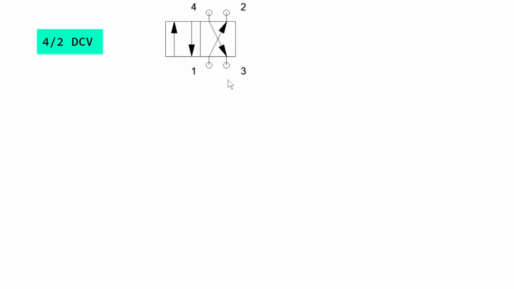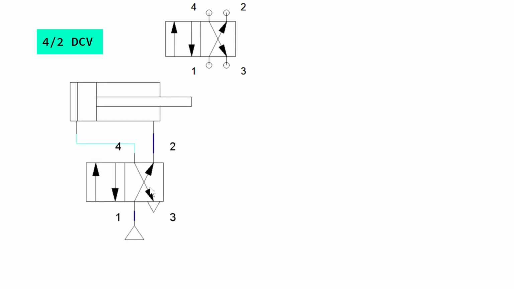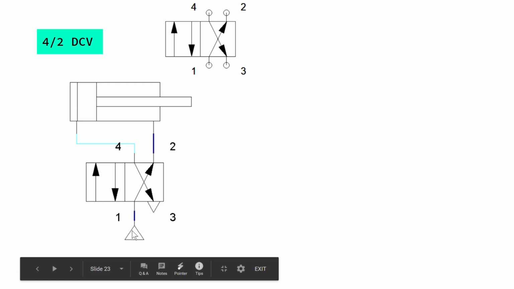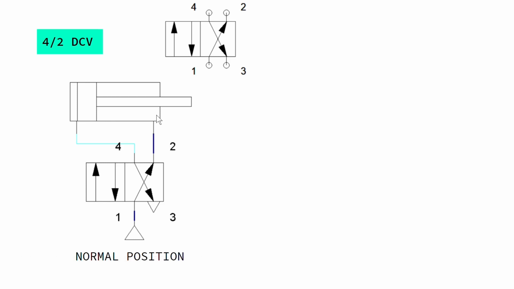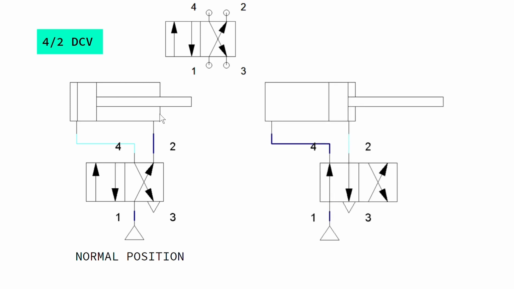Now we have 4x2 valve. We have 4 ports here and 2 switching positions. Now we can see that when it's in the normal position, that is this one, we supply compressed air through this, and it moves like this, and it goes into this side of the cylinder. But here it's already extended, so nothing will happen, no more extension.